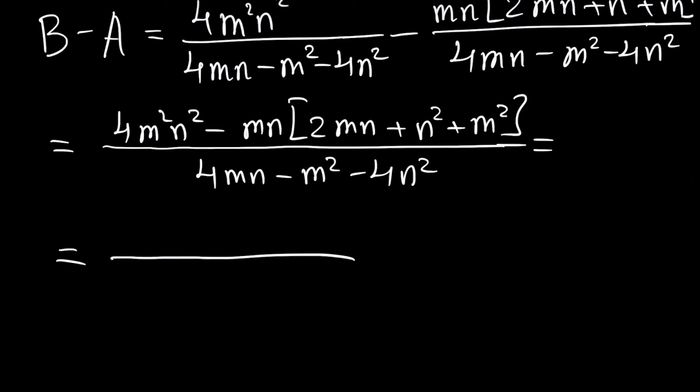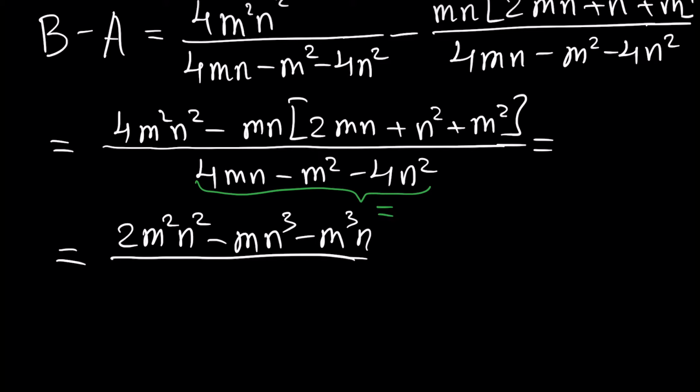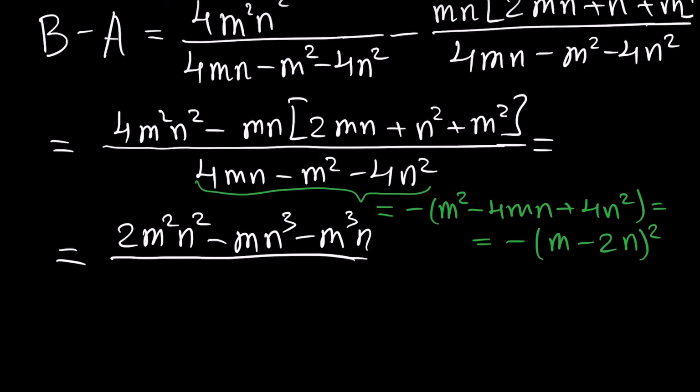This is equal to 2m squared n squared minus mn cubed minus m cubed n. And here we know that this denominator, actually, we can write it as minus m squared minus 4mn plus 4n squared. And this is equal to minus (m minus 2n) squared. So now we can write here in the denominator minus (m minus 2n) squared.